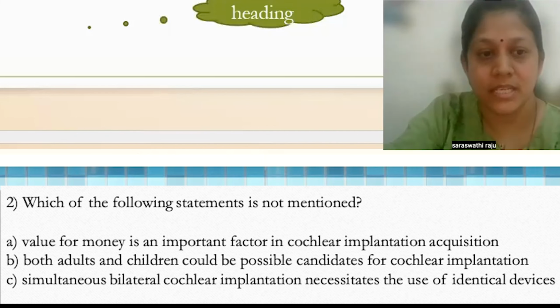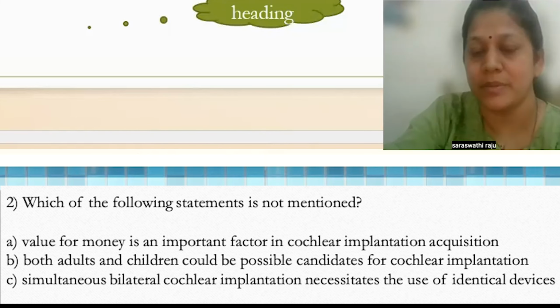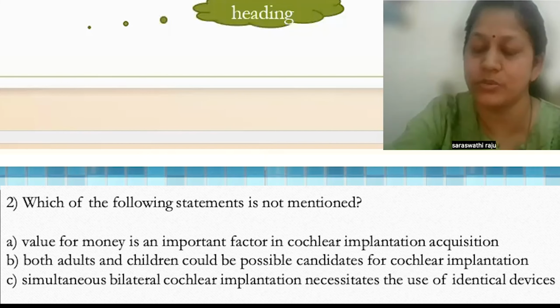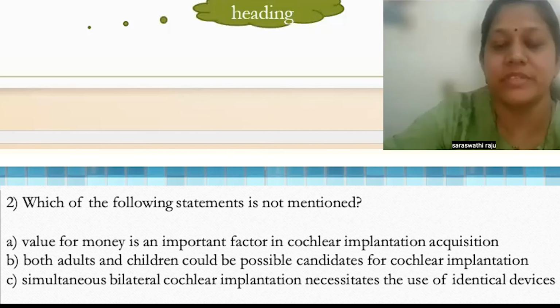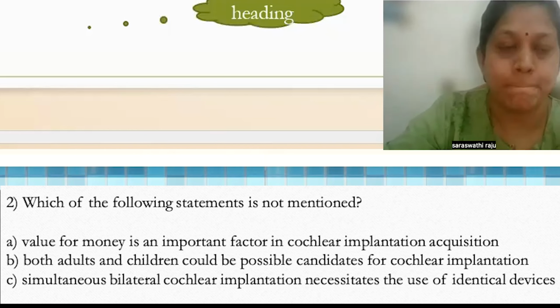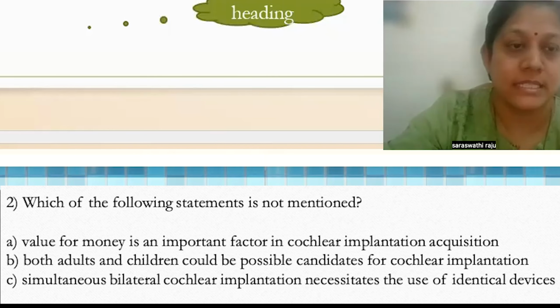Option C, simultaneous bilateral cochlear implantation necessitates the use of identical devices. So that means they are talking about the same cochlear implantation, and we have identical devices also. We can use it like that. So we will read the text to confirm the answer. Okay, we will go to the text.